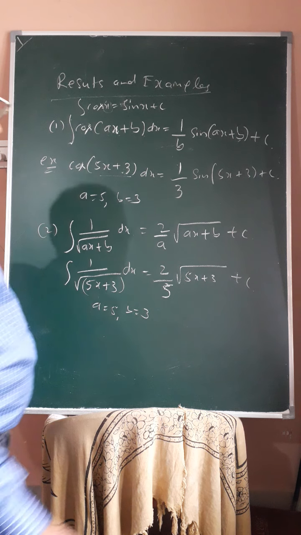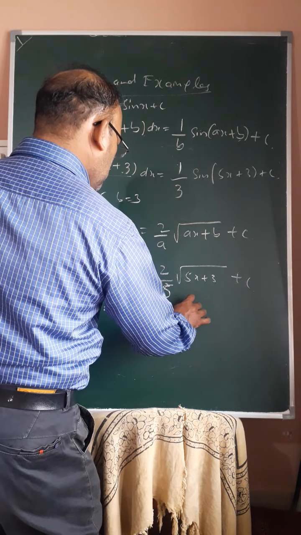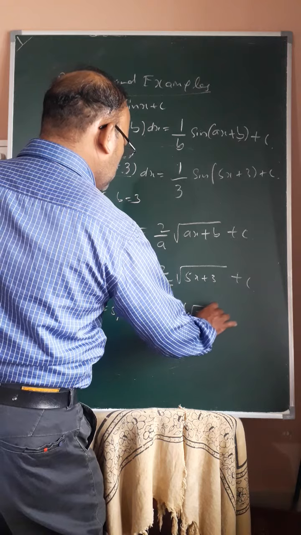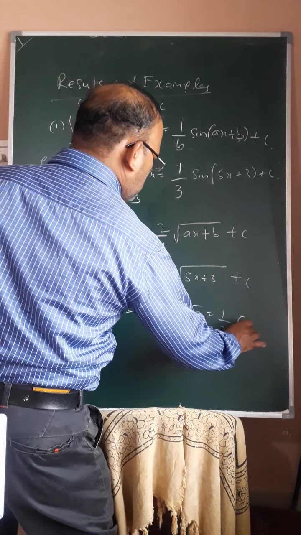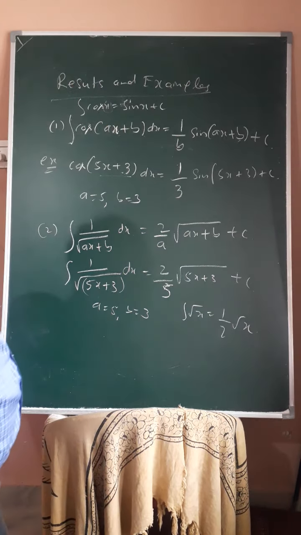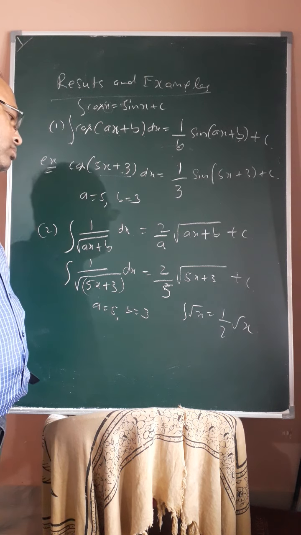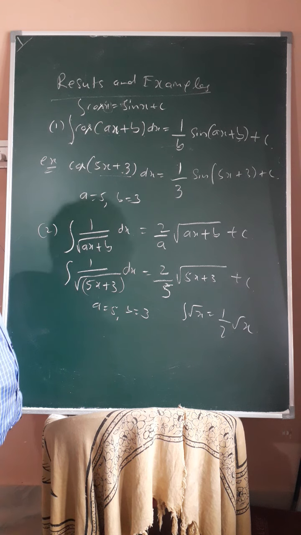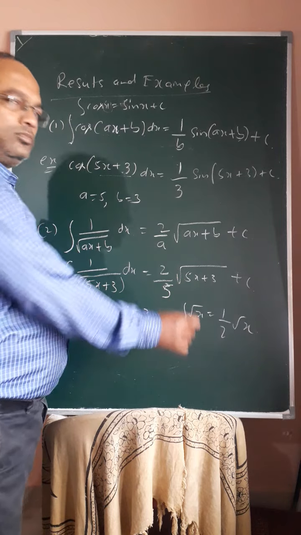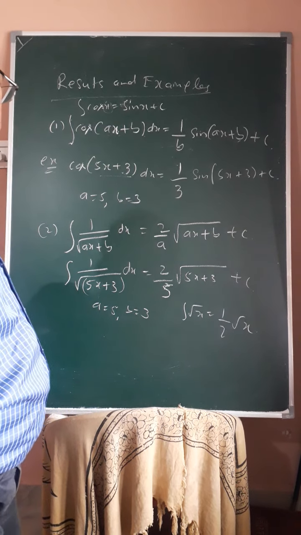You know, in differentiation, the derivative of root x is 1 by 2 root x. That's why this 2 comes there.